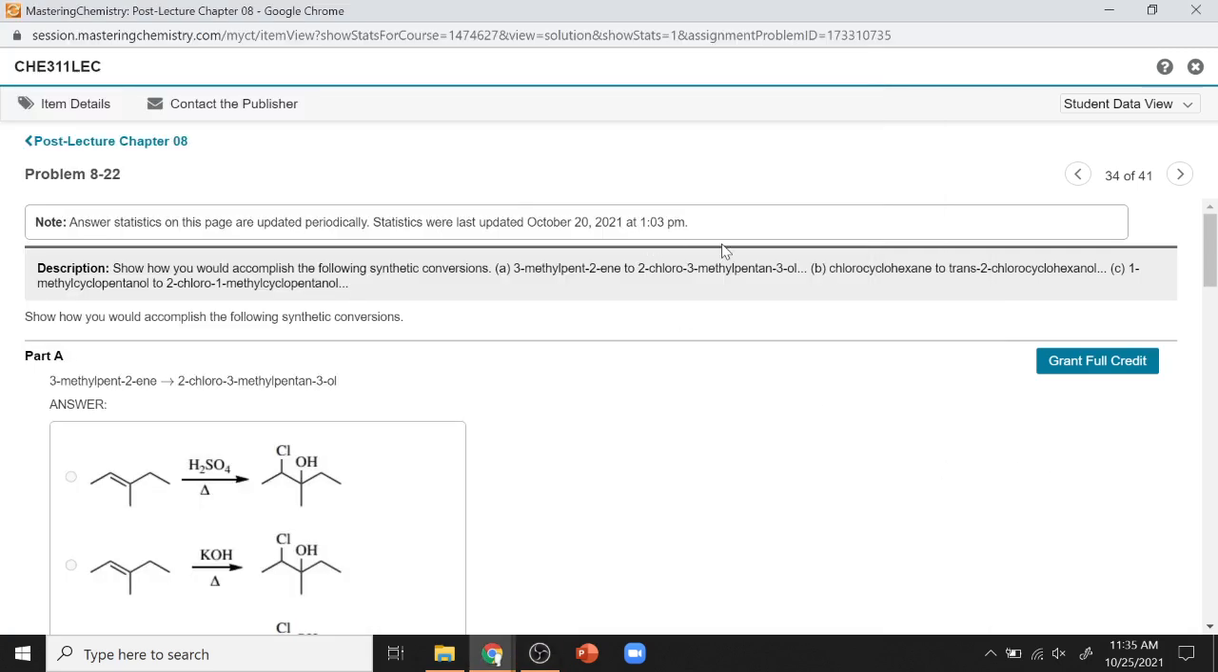Show how you would accomplish the following synthetic conversions. 3-methyl pent-2-ene to 2-chloro-3-methyl pent-3-ol. Okay, so right here we have a methyl pentene, right? And that right there is a double bond, isn't it?